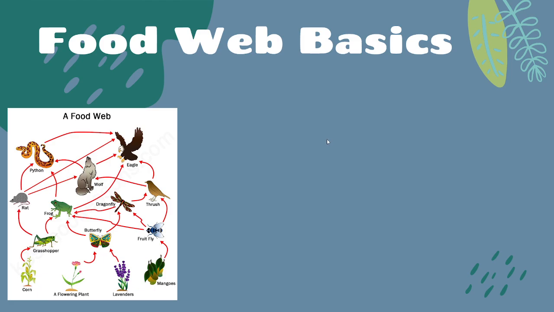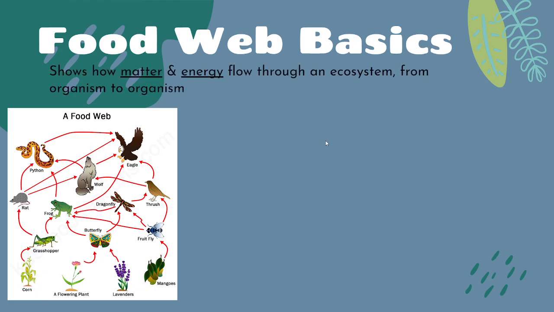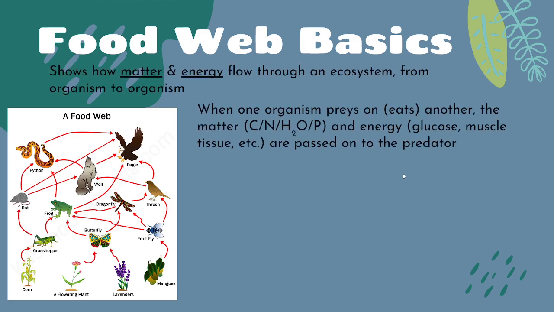So that brings us to our last topic for this video, which is going to be food webs. A food web is a diagram that shows the flow of matter and energy within an ecosystem. So it's not just telling me where the matter is going in terms of what eats what, but it's also showing me the flow of energy.